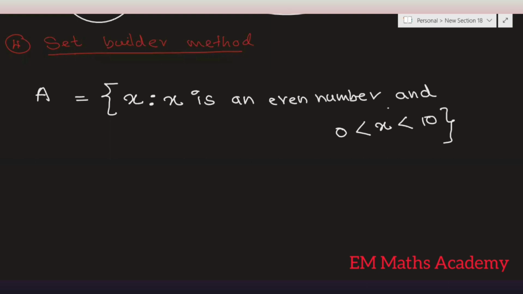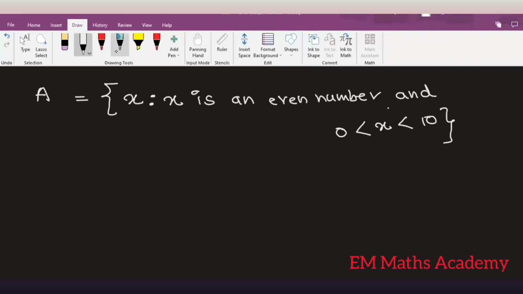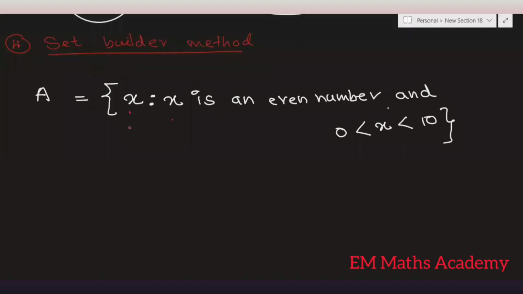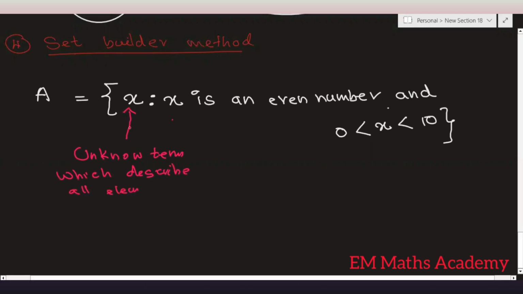Now, when it comes to the set builder method, there are 3 parts. You can identify that there are 3 parts. This is the unknown term, which describes all elements in the set.